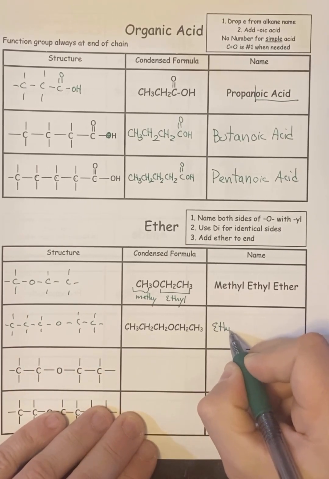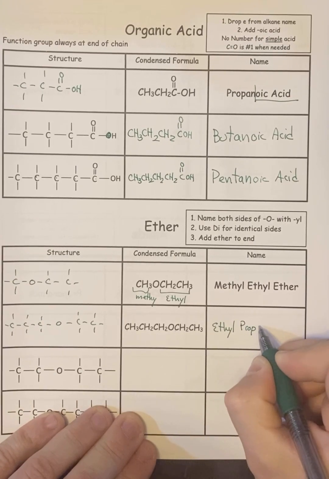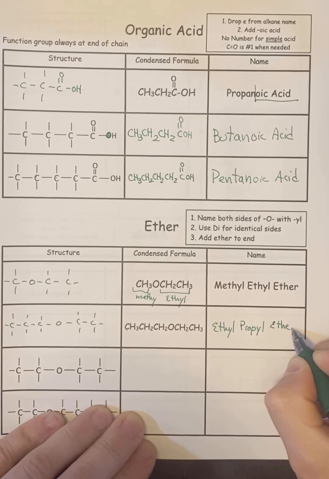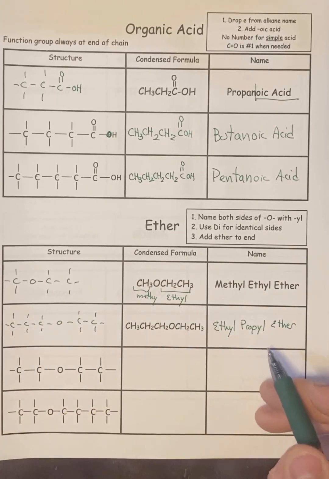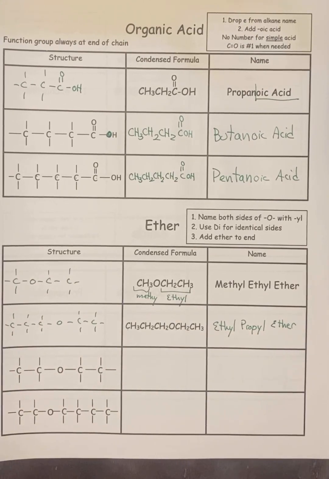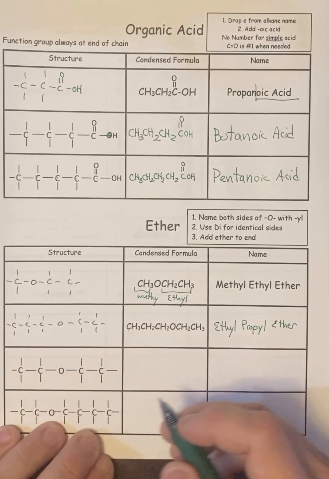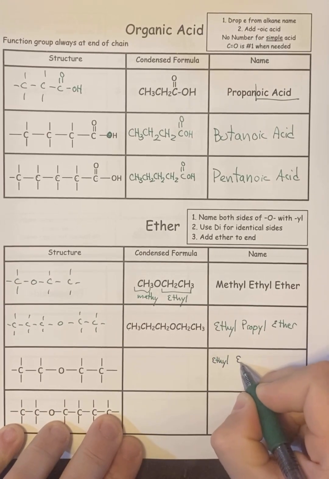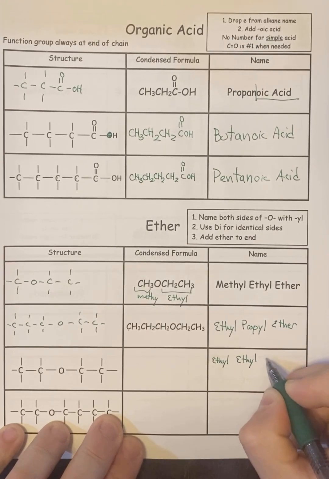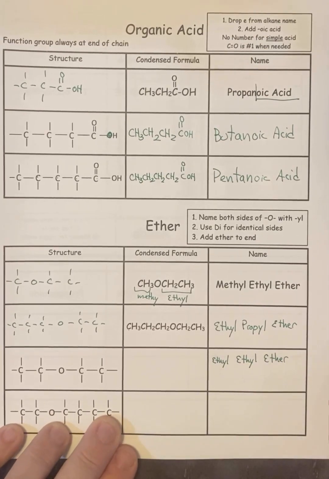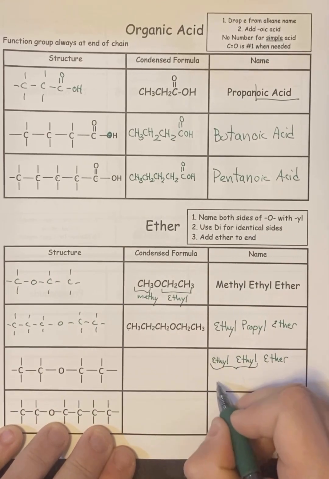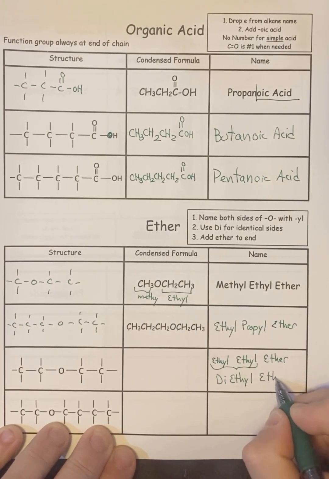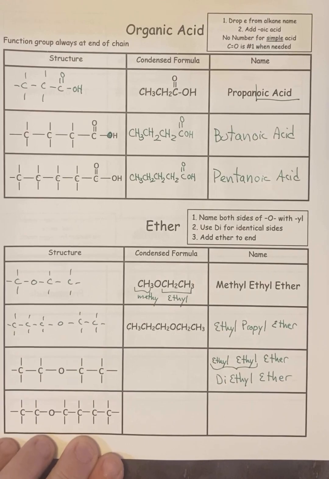Technically, ethyl propyl ether because E comes before P alphabetically, but if you called it propyl ethyl, it'd be totally fine. This next one, it's 2 and 2. So you could call it ethyl ethyl ether, or you could get fancy and condense those two and call it diethyl ether. Either one is fine.